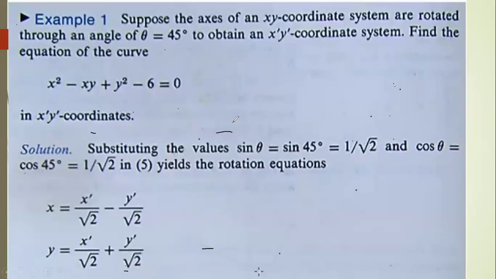All right, so our first example: suppose the x-axis on an xy coordinate system is rotated through an angle of 45 degrees, theta equals 45 degrees, to obtain x dash, y dash coordinates. Find the equation of the curve.